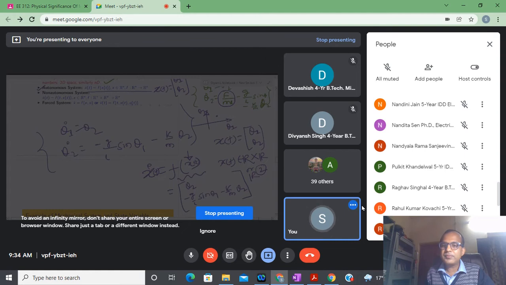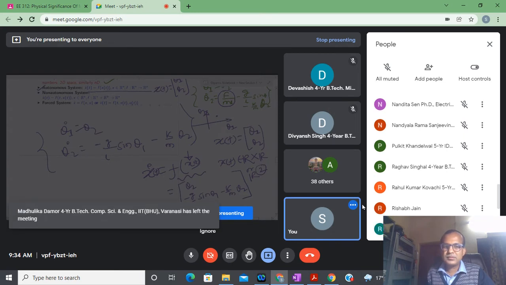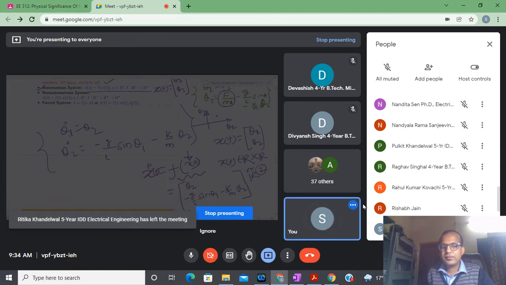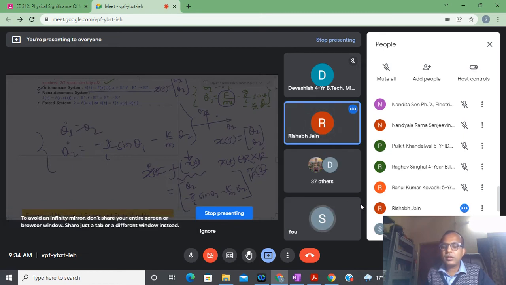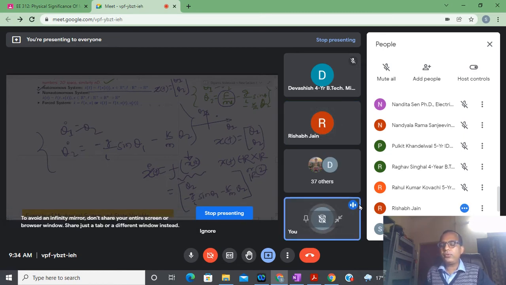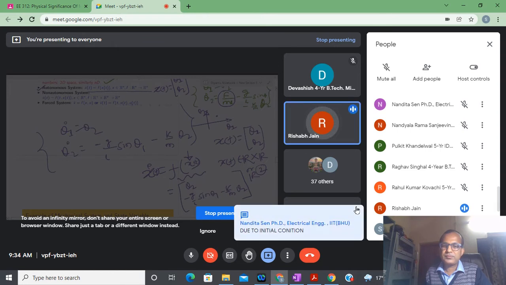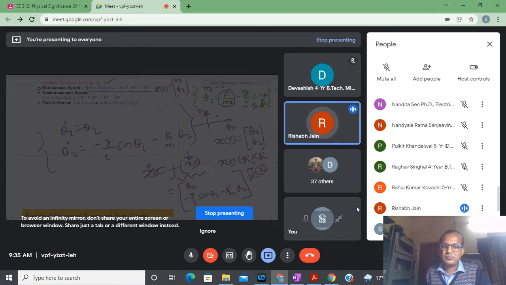Pulkit Khandelwal, Raghav Singhal, Rishabh Jain. Yes, sir. So Rishabh, what is the meaning of autonomous? Whenever I say autonomous vehicle, what is the meaning of autonomy? I want to understand. Sir, a system in which it functions by itself from a single entity, like kind of something.